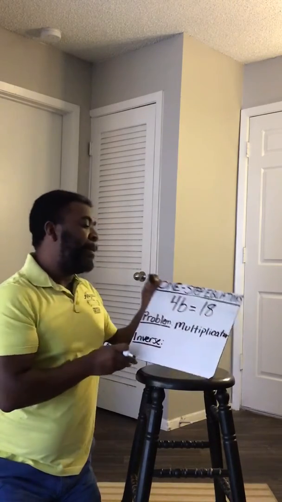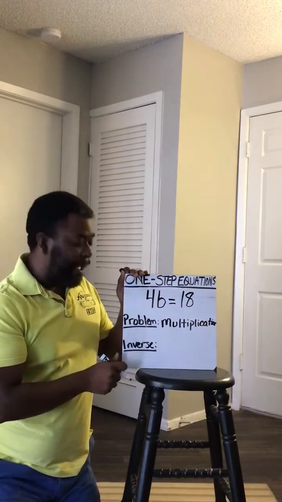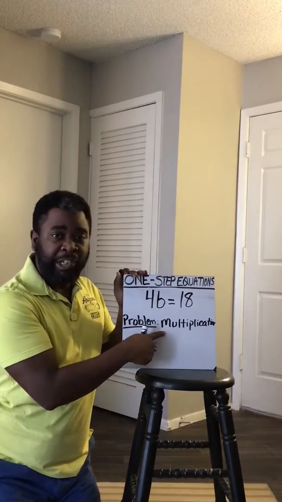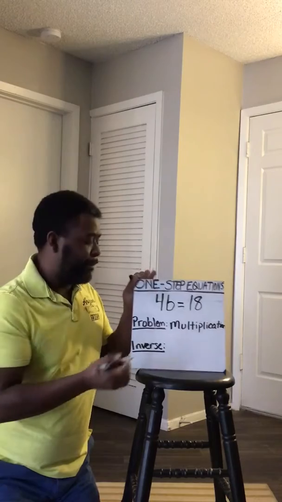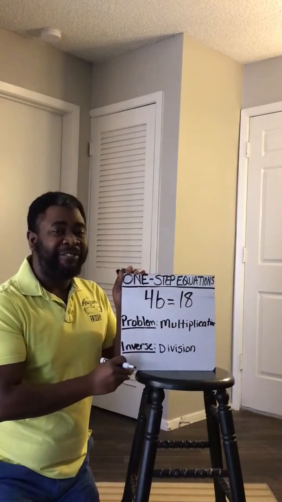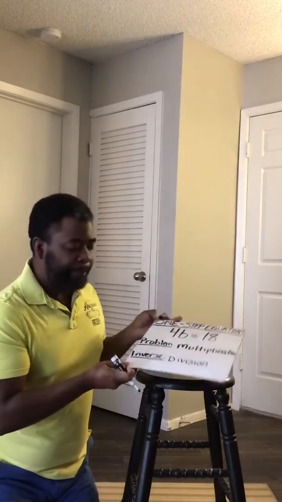That means in order to get the variable of b by itself, I have to do the inverse, and the inverse of multiplication is division. So in order to get my answer for b, I'm going to have to divide. Okay?